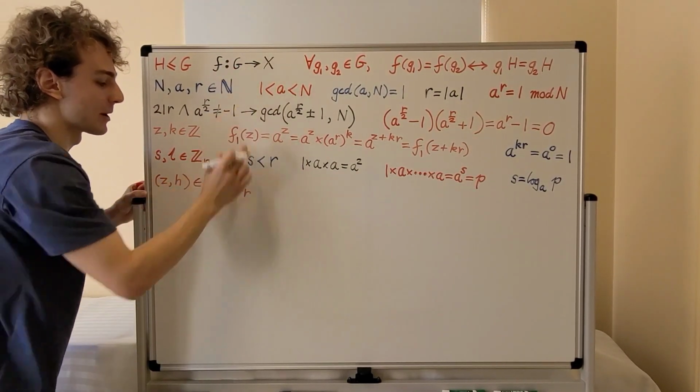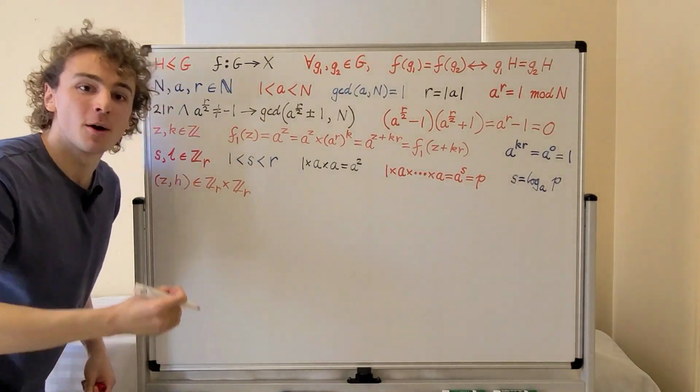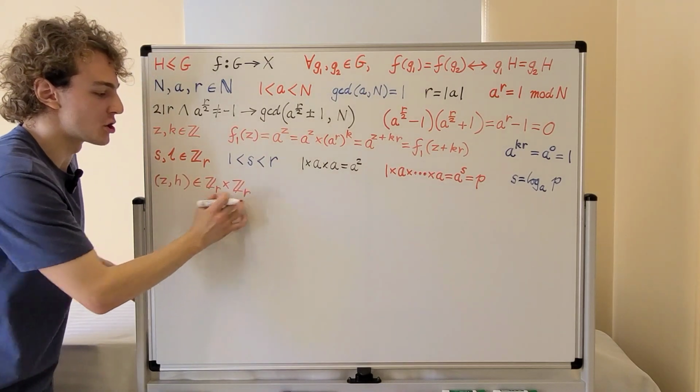So that's this G up here. And this group has the operation of addition mod R. So we're doing addition mod R. That's the group operation over here.